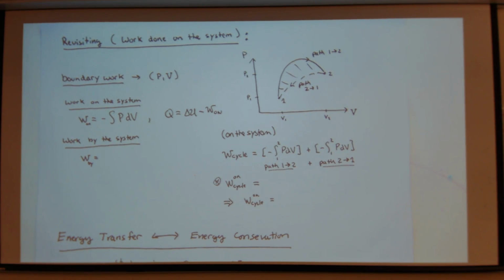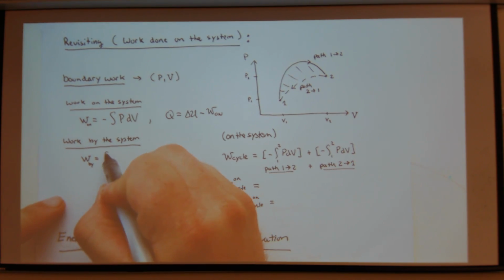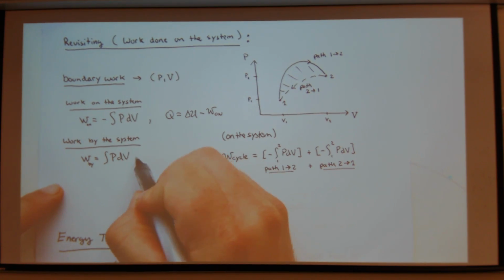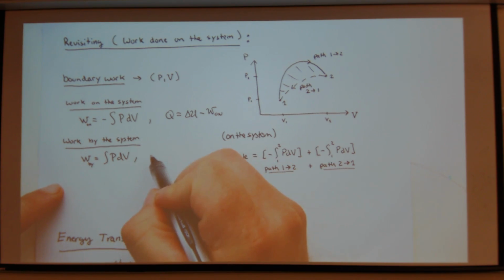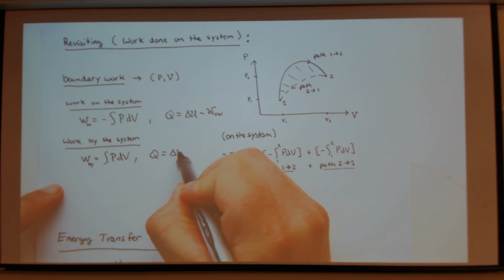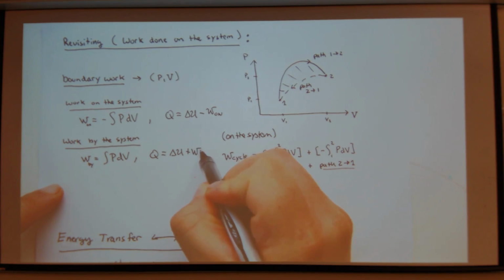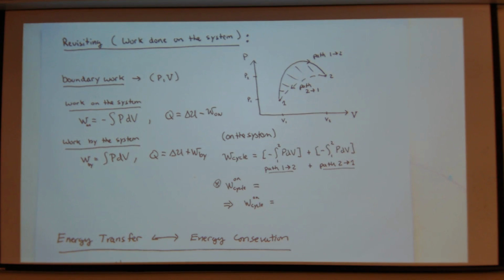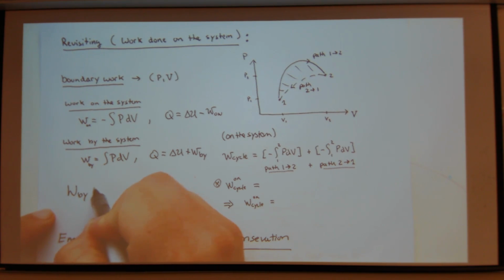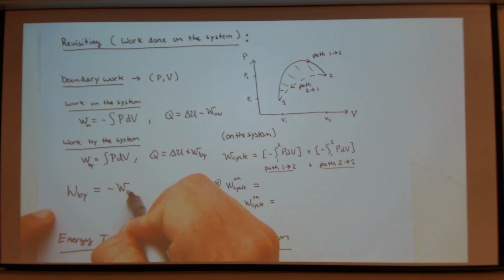Now I could put it in integral form in the context of the work by, and you simply get rid of the minus sign and it's P dV. Then the first law, in a simplified equation form, would look like such. So just straight from that, the work by equals minus the work on.